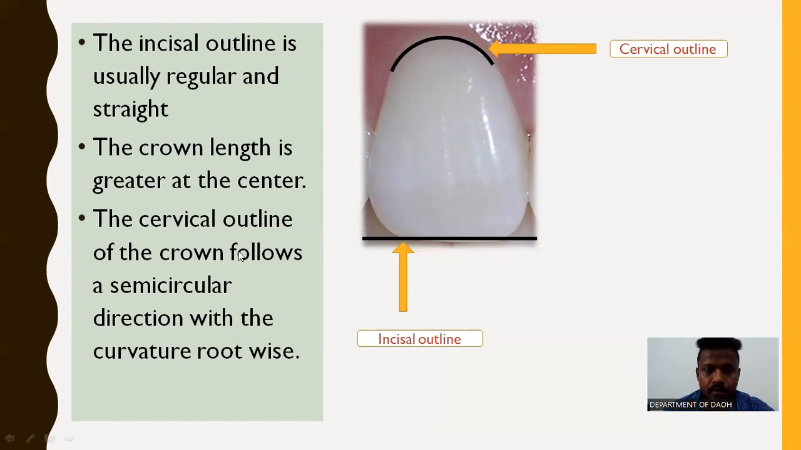The cervical outline of the crown follows a semicircular direction with the curvature rootwise. You can see here the outline of the cervical line is showing a semicircular pattern, where the direction of the curvature of the cervical outline is towards the root. So it's called curvature rootwise. Okay.